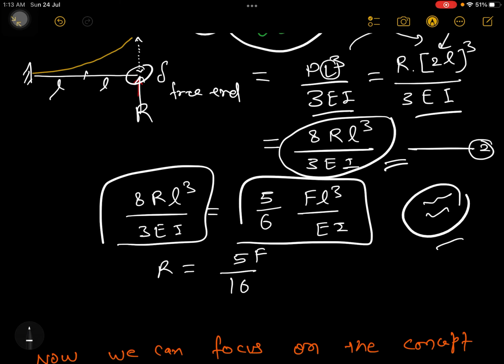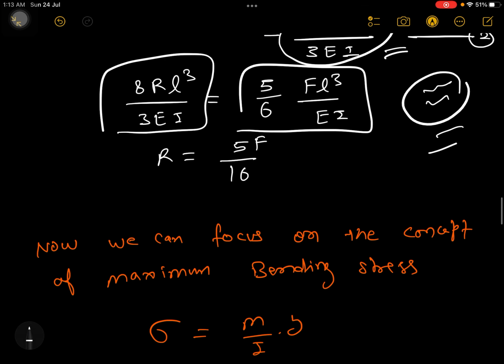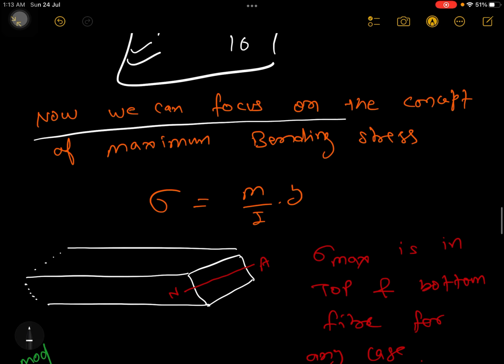So this is the same numerical. Okay, same numerical. And last year also I have given these kinds of numericals. So we got our R value. Once the R value is done, that's all, question done. Because now we can focus on the concept of maximum bending stress.